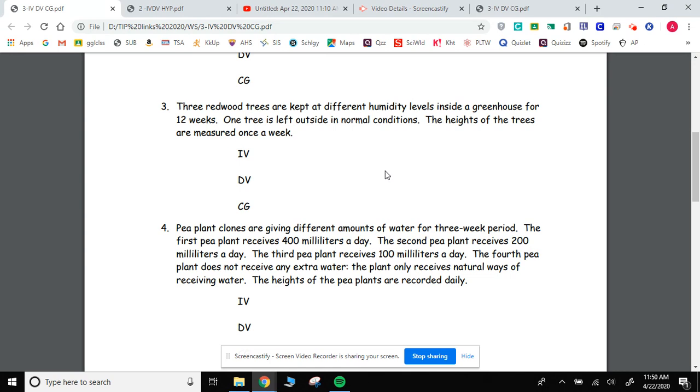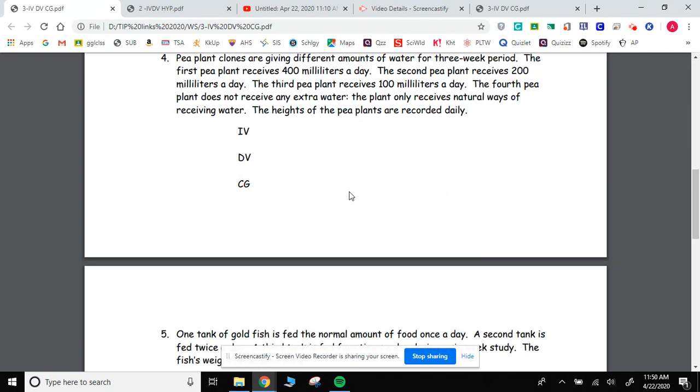And the control group is the normal situation, the part of the experiment that's got the normal conditions, which is the tree that's left outside in normal conditions.